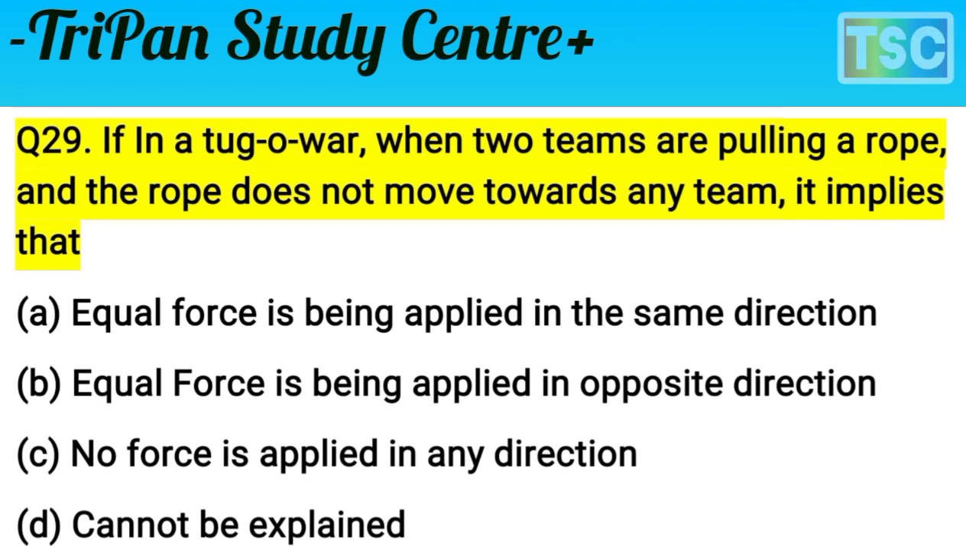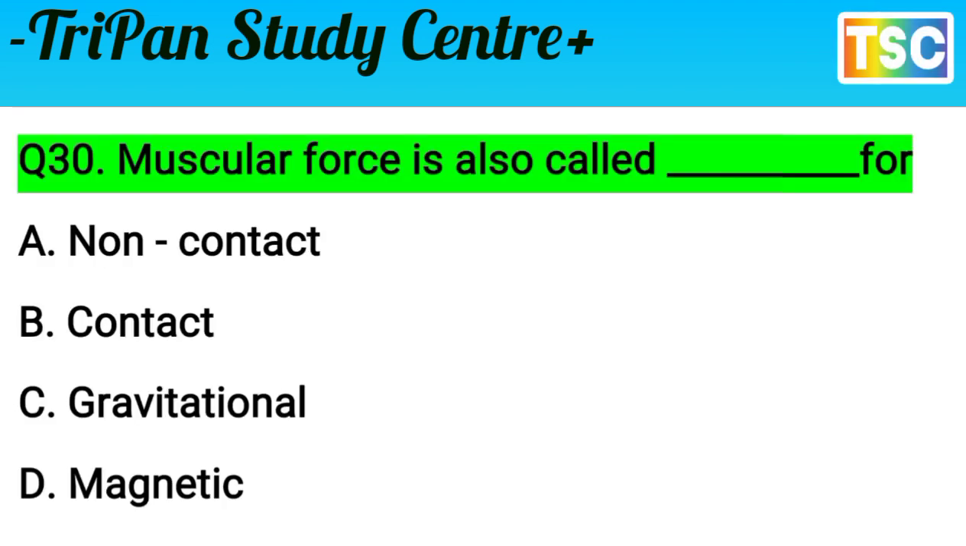Let's see the last question here. You know that the last question arrives on your screen. Question here. Muscular force is also called dash force. A. Non-contact force, B. Contact force, C. Gravitational force, D. Magnetic force. First of all, you choose the correct answer for this question. You must have a correct answer. Choose it and write it in your notebook.